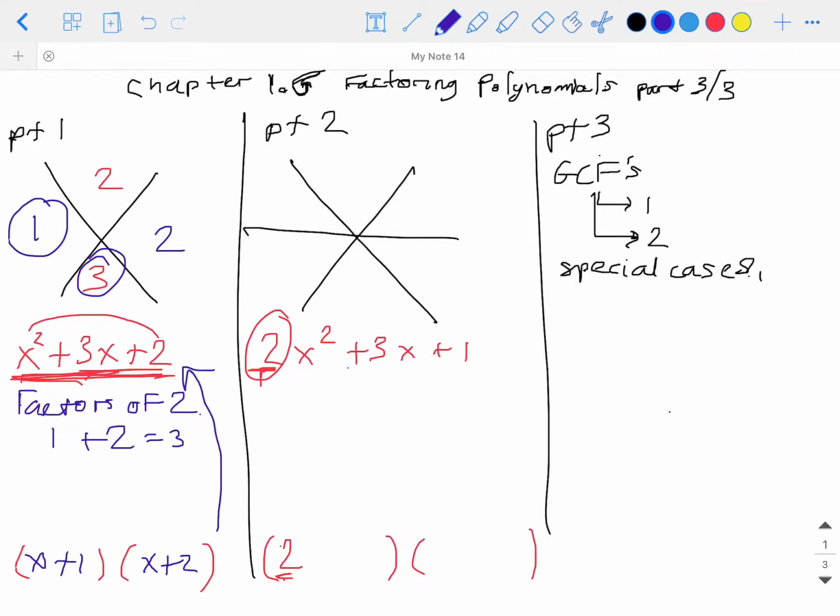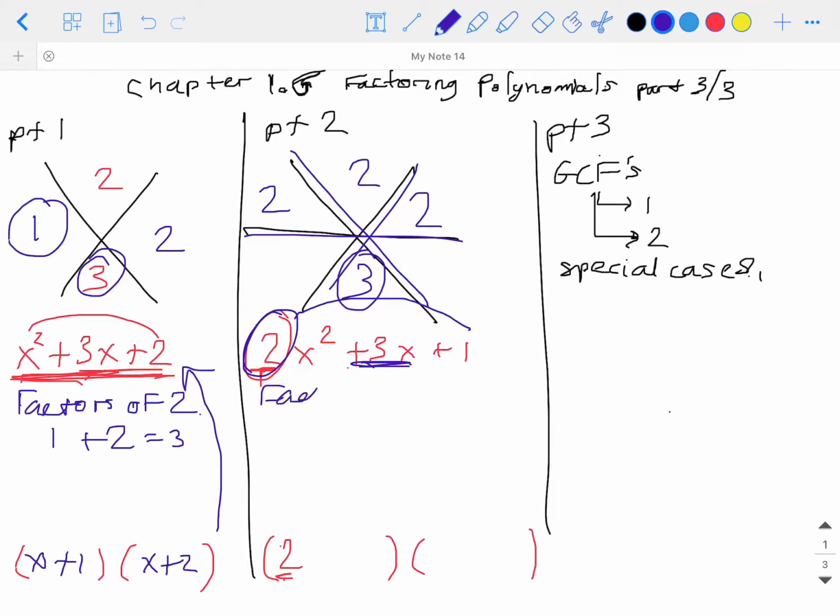And for part 2, the recap, whenever you see a number that's different from 1, we need to use the chrysalis method. So we're going to put the 2 in front, multiply the beginning to the end, 2 times 1, which is 2. And we want to find 2 parentheses in such case that the sum of the factors equals 3, the middle term. So in this case, what are factors of 2 that add up to 3?